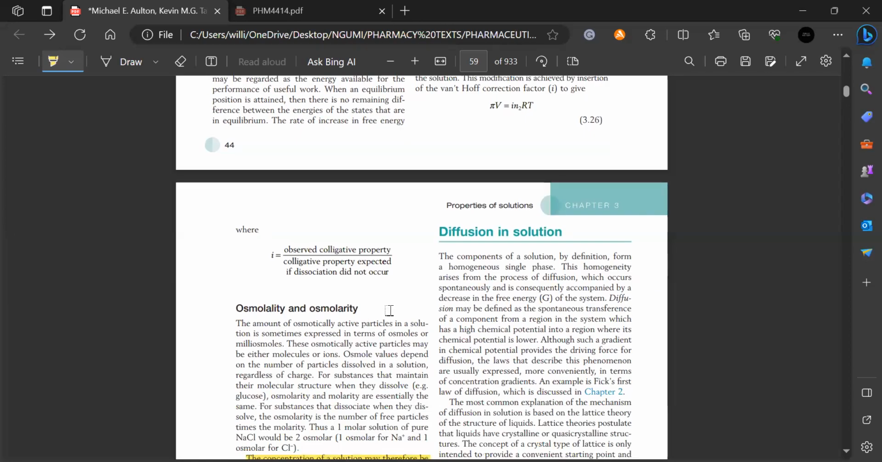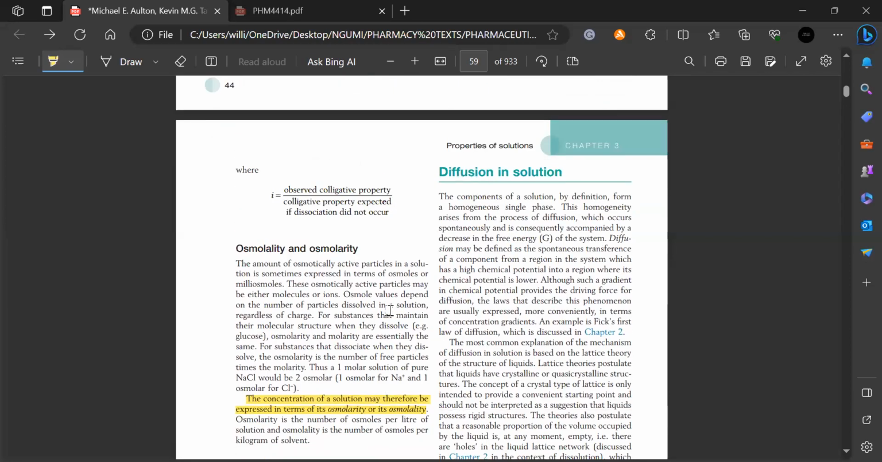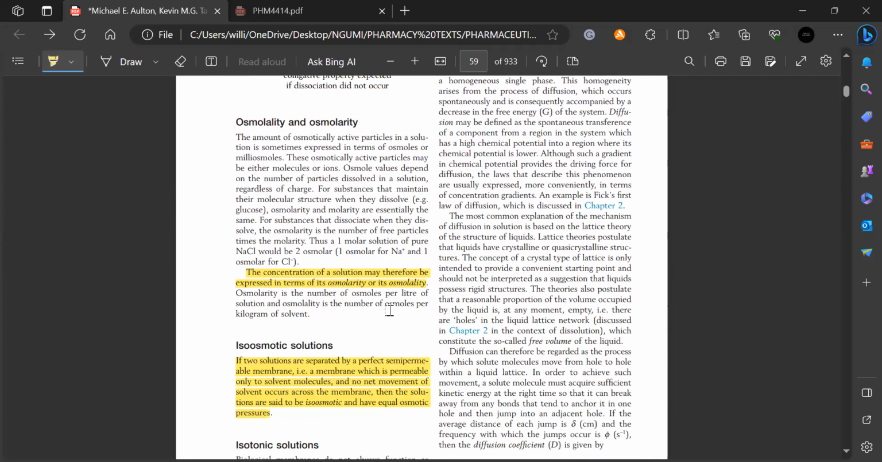So next we'll look at osmolality and osmolarity and just the difference between the two. The concentration of a solution may be expressed in terms of osmolarity or its osmolality. Osmolarity is the number of osmoles per liter of solution, and osmolality is the number of osmoles per kilogram of a solvent.